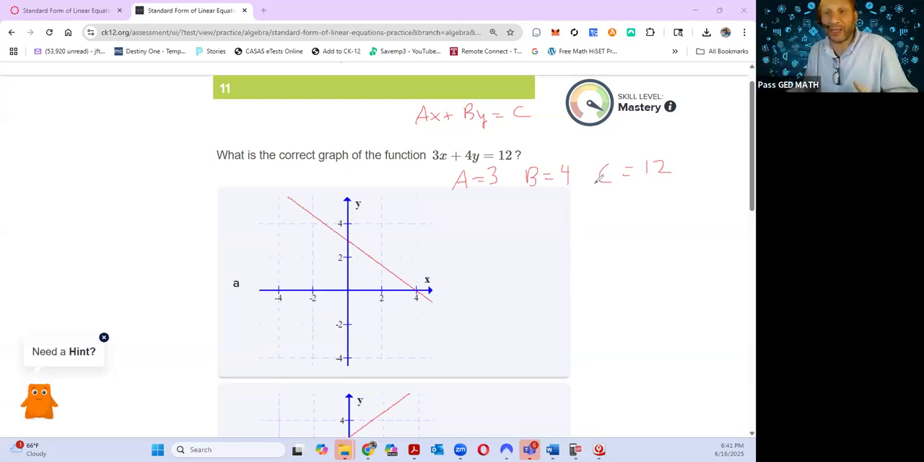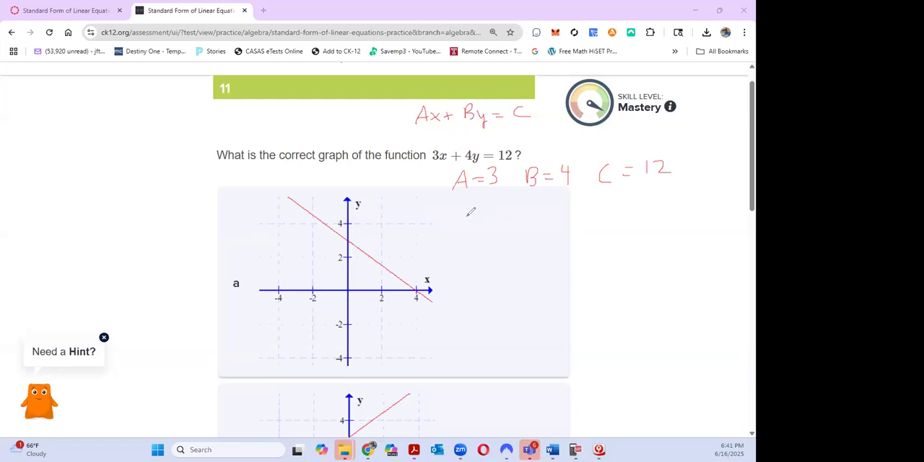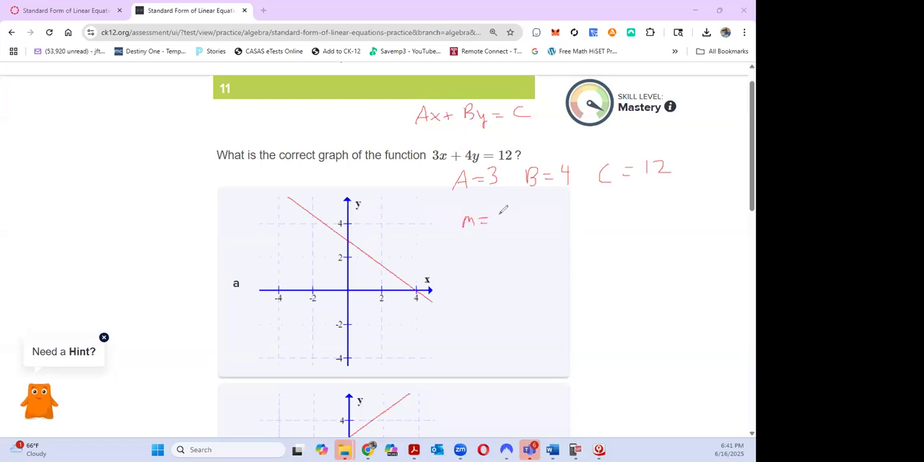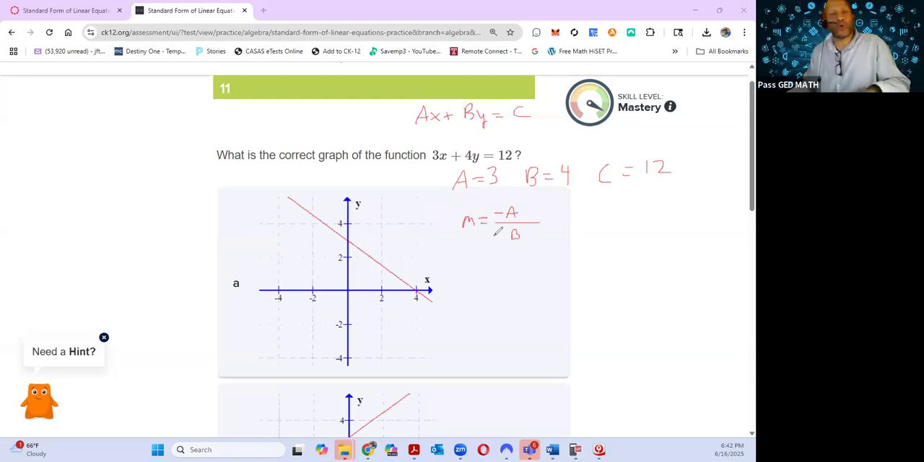From now on, we're going to find the slope and the y-intercept before we even start eliminating options. What's the easy way to find a slope if you're given a linear equation in standard form? M equals negative A over B. Every time you do a question like this, until you've got it down, I want you doing the same thing. This equation is standard form, ax plus by equals c. A is 3, b is 4, c is 12. To find the slope, I take the opposite of a over b, or negative a over b.